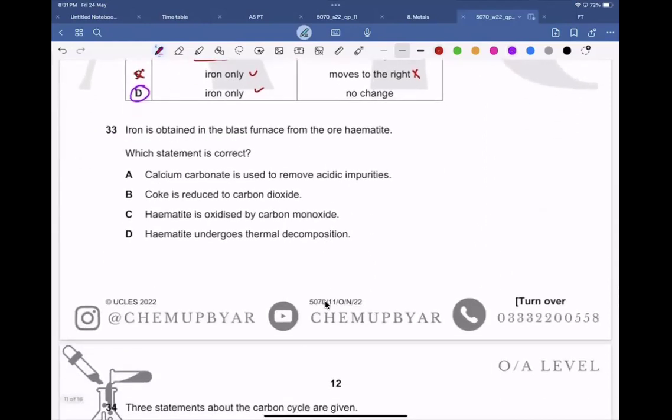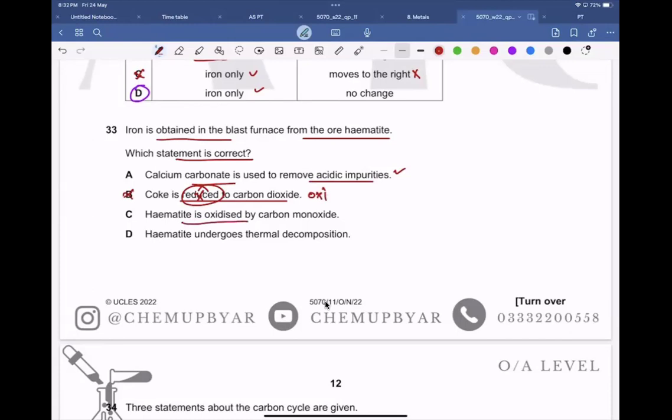Now question number 33. Iron is obtained in the blast furnace from the ore hematite. Which statement is correct? Calcium carbonate is used to remove acidic impurities. Yeah, because it decomposes to form calcium oxide, which removes the impurities. Coke is reduced to carbon dioxide. No, it's not reduction, it's oxidation. So this word is wrong. That's why B is wrong.